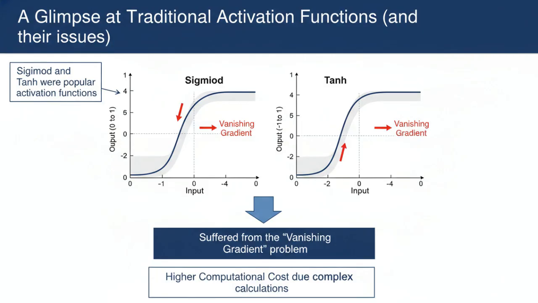In very deep networks, the gradients of these functions become extremely small as they propagate backward through layers, especially in their saturated regions. This effectively halts the learning process for earlier layers, making deep networks very difficult to train effectively. They also involve more complex mathematical operations, leading to higher computational costs.